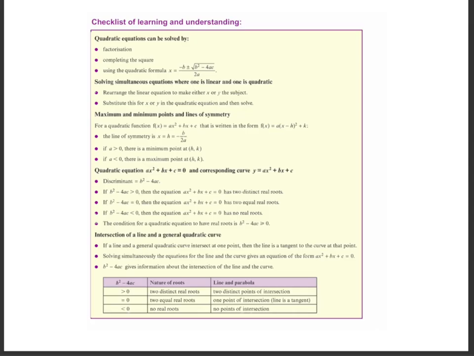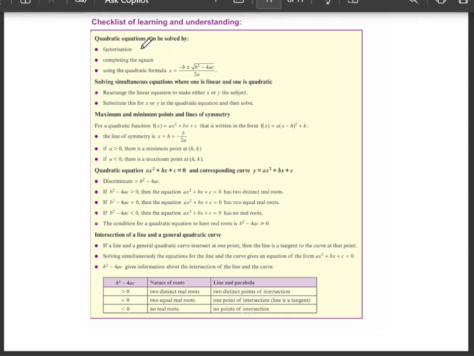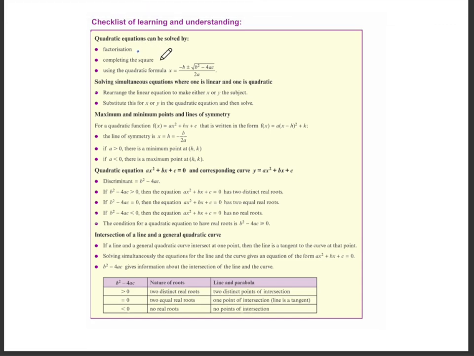Now, quick summary of everything we have done up to now, all the 3 videos for quadratics. Firstly, you should know that quadratic equations can be solved by factorization, completing the square, and quadratic formula. Okay, and then solving simultaneous equations, you need to make it into explicit form, meaning making either y or x the subject, and then substituting one into the other. We try not to use elimination unless both of them are linear, which you don't get at this level. So most of your questions will be solved by substitution.